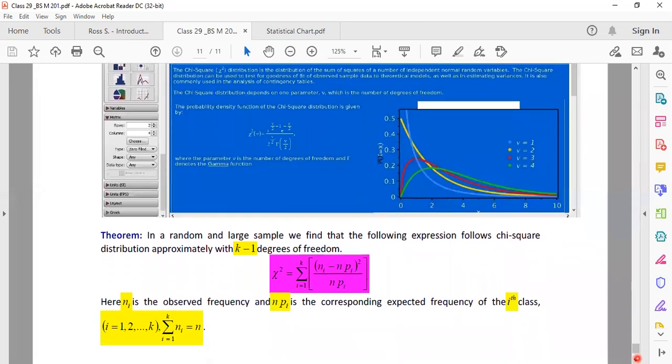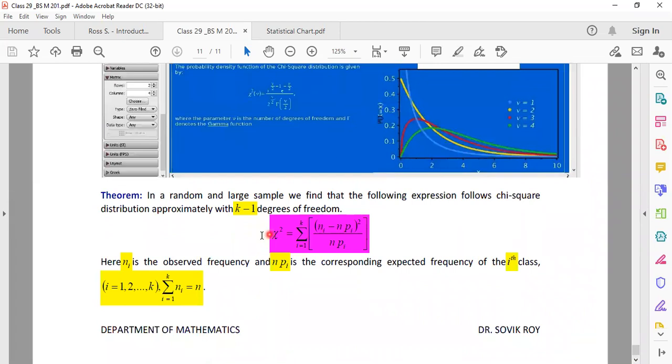And lastly, before I conclude my first session of today's class, we have this theorem in front of me. The theorem says that in a random and large sample, the following expression follows chi-square distribution approximately with k-1 degrees of freedom. Just look at the expression that I have obtained: Ni minus npi whole square by npi.